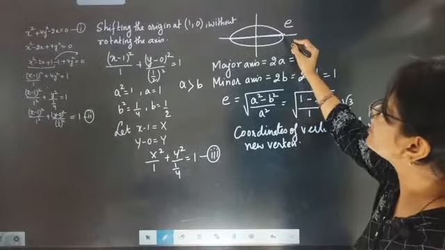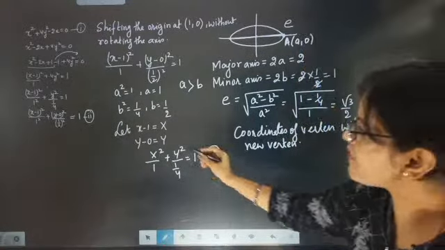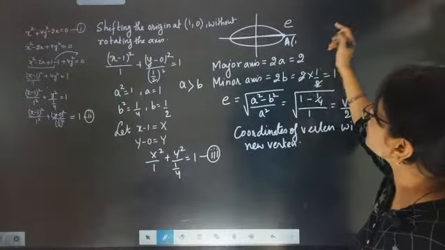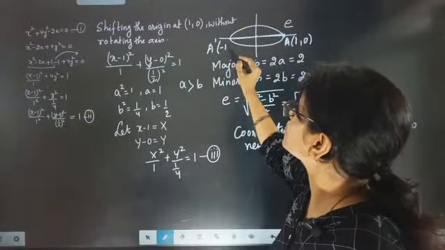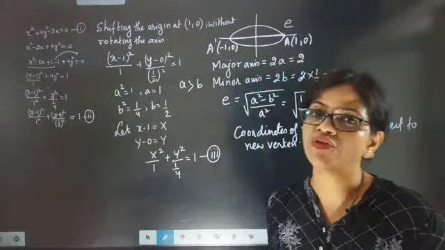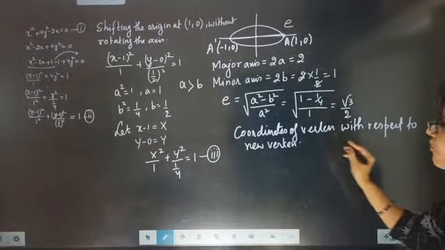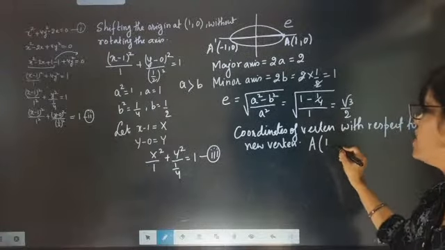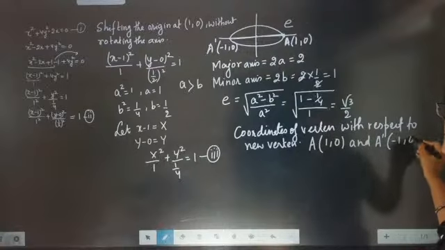Now vertex point will become a comma 0. What is the value of a? The value of a is 1. So vertex point will become 1 comma 0 and this point will become minus 1 comma 0. So this is the vertex of the new ellipse. So coordinates of vertex with respect to new vertex: A is coming as 1 comma 0 and A dash is coming as minus 1 comma 0.